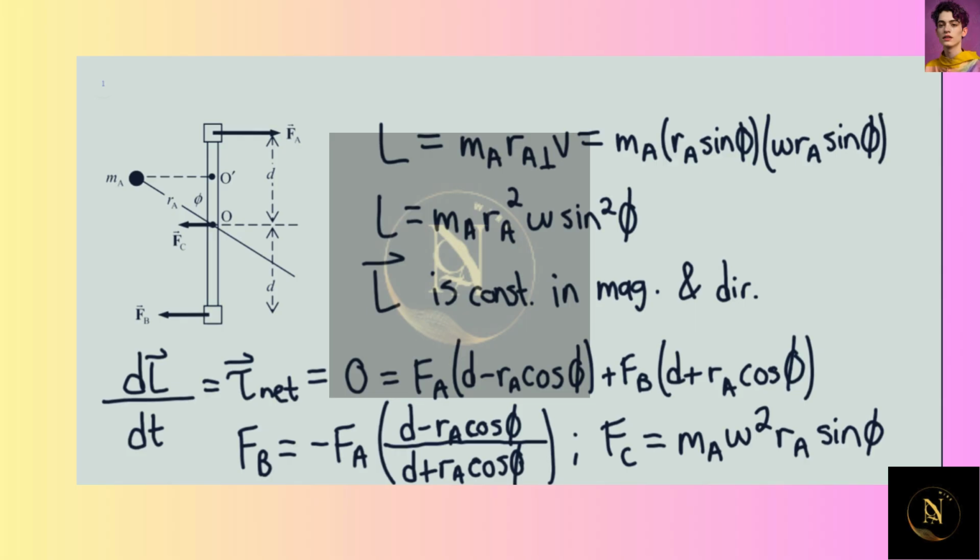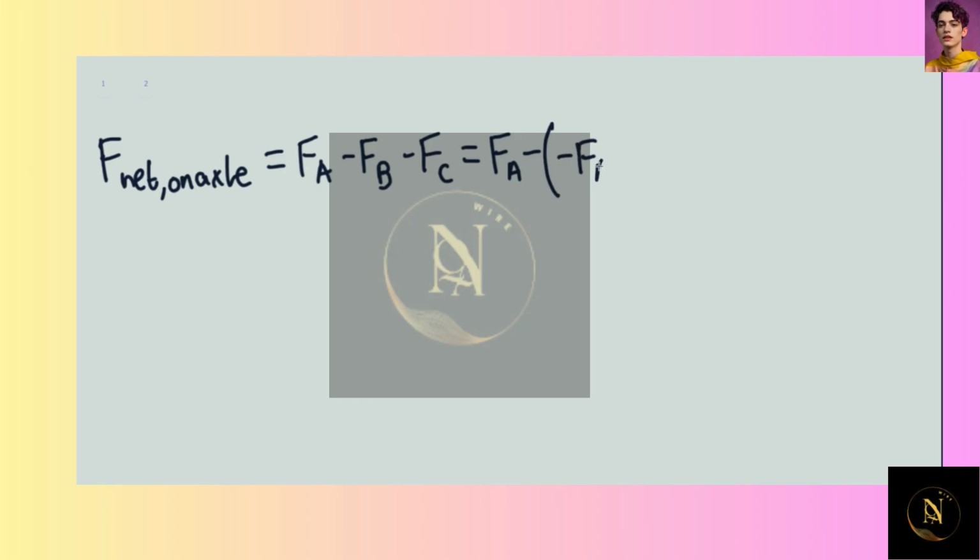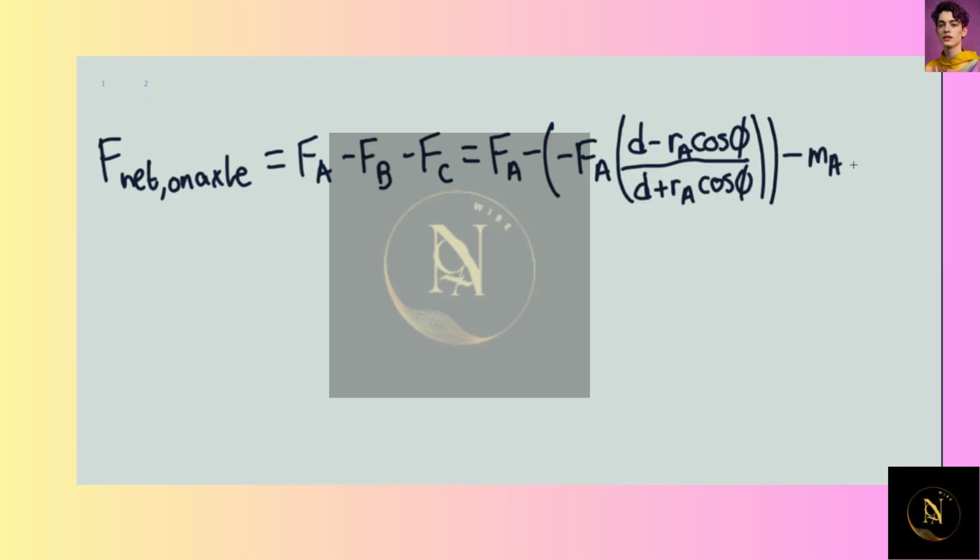And so we can say that the net force on the axle would be equal to F sub A minus F sub B minus F sub C, and we can simply substitute. So this would be F sub A minus negative F sub A multiplied by d minus r sub A cosine of phi, divided by d plus r sub A cosine of phi, and this would be minus m sub A omega squared r sub A times sine of phi.